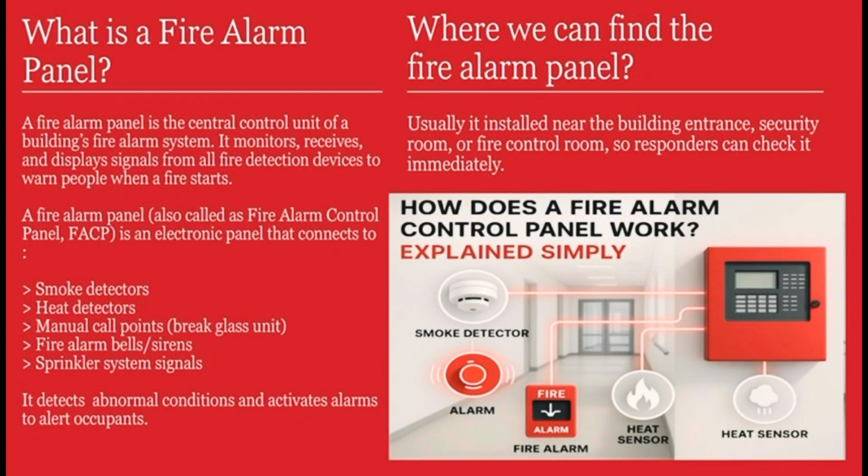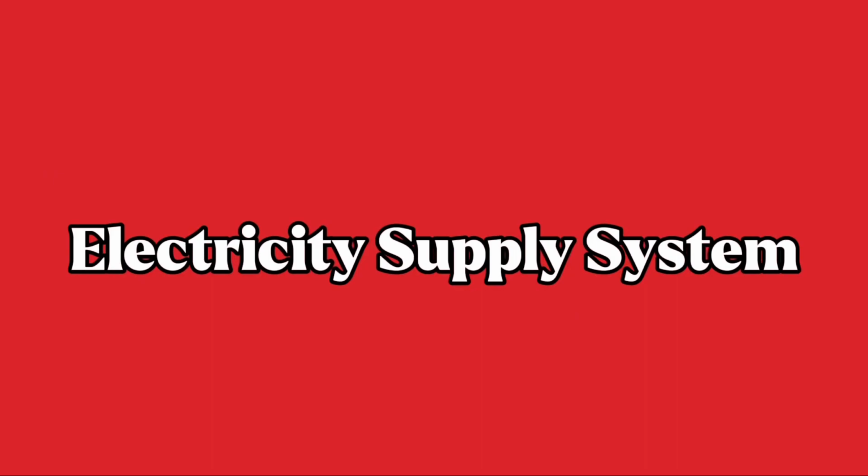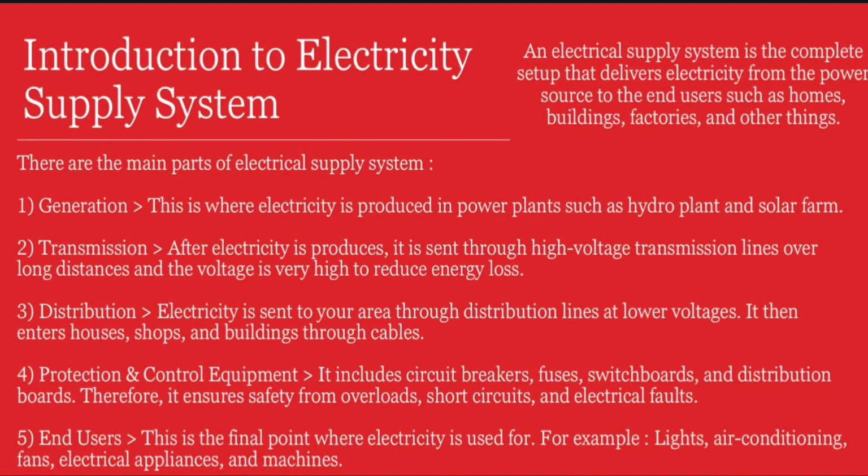Where can we find the fire alarm panel? Usually it is installed near the building entrance, security room or fire control room, so responders can check it immediately. Now, let's move on to the electricity supply system. An electrical supply system is the complete setup that delivers electricity from the power source to the end users such as homes, buildings, factories, and other things.